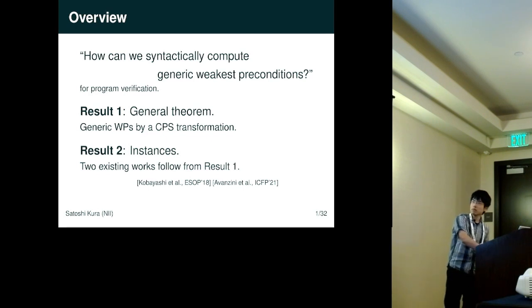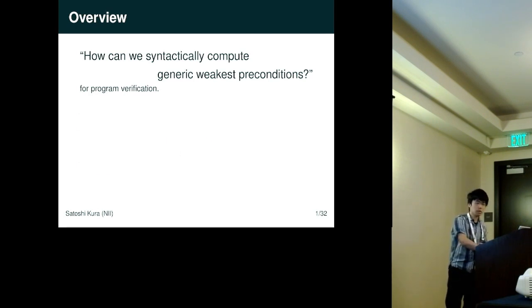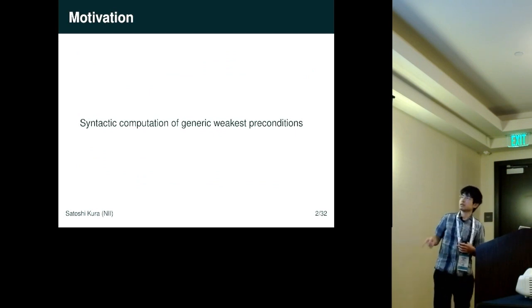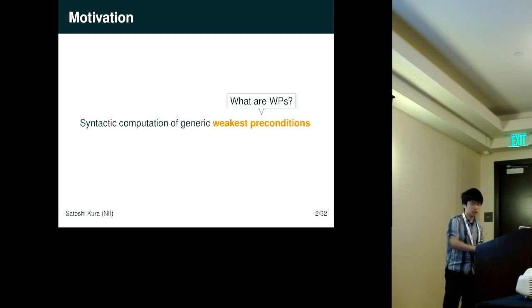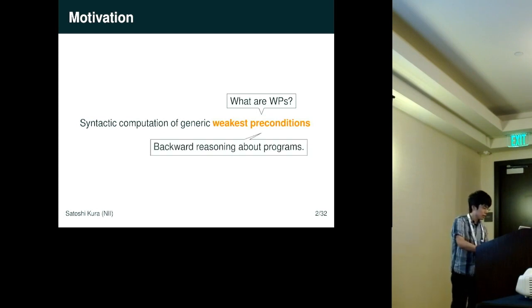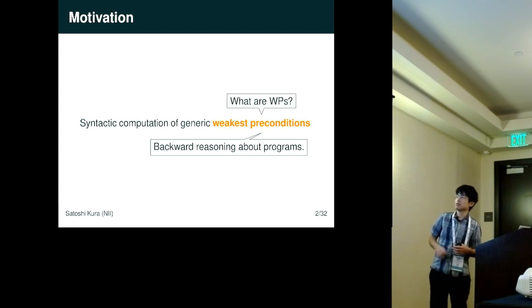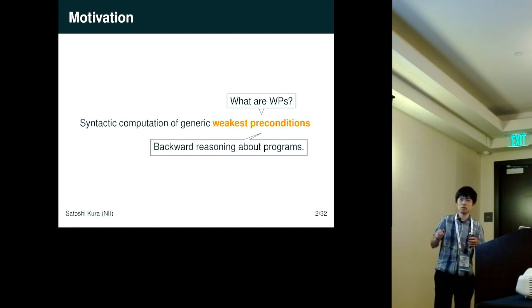Before explaining these results, let me start from the motivation and background. The motivation is, we want to syntactically compute generic weakest preconditions. But first of all, what are weakest preconditions? I would say weakest preconditions are something that enable us to reason about programs backward. Here, backward means from output to input.